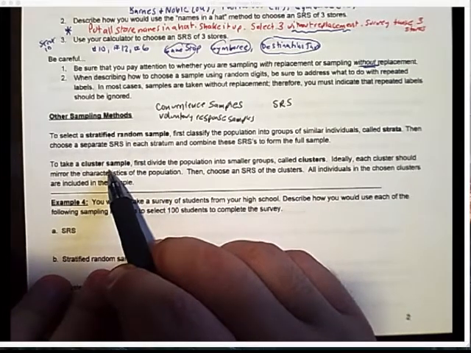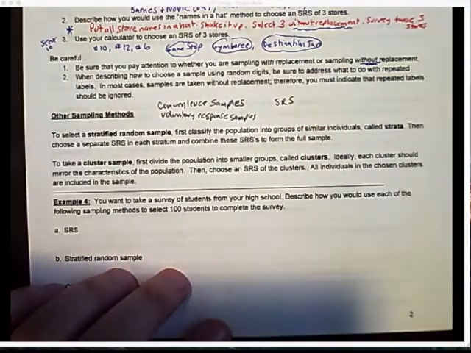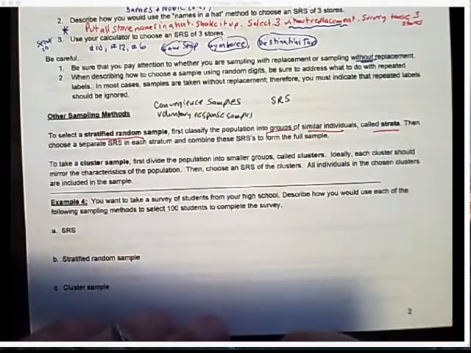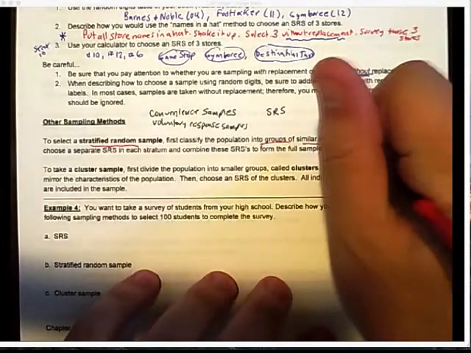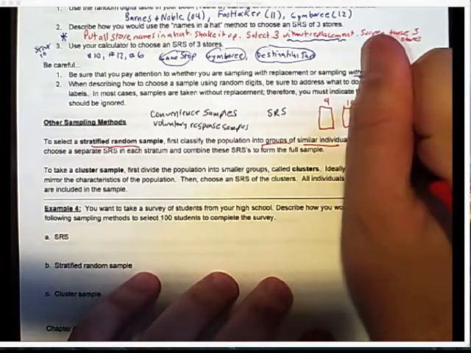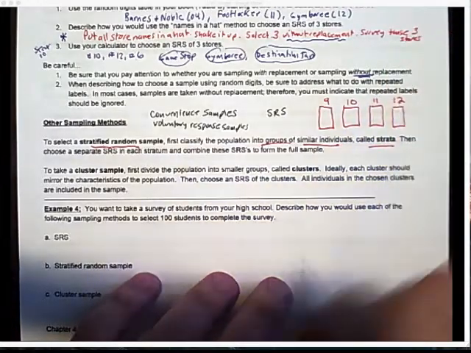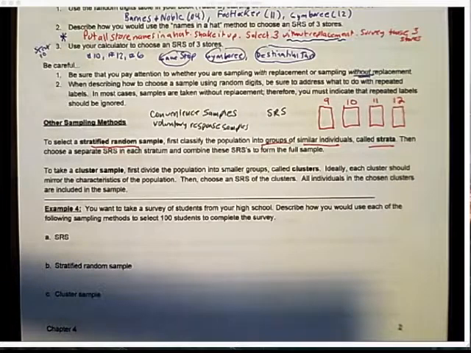So it says to select a stratified random sample, first classify the population into groups of similar individuals called strata. Then choose a separate SRS in each stratum and combine these simple random samples to form the full sample. As an example, in a high school, you might subdivide everybody into grade levels: ninth, 10th, 11th, and 12th. You might have a listing of all freshmen, sophomores, juniors, and seniors.